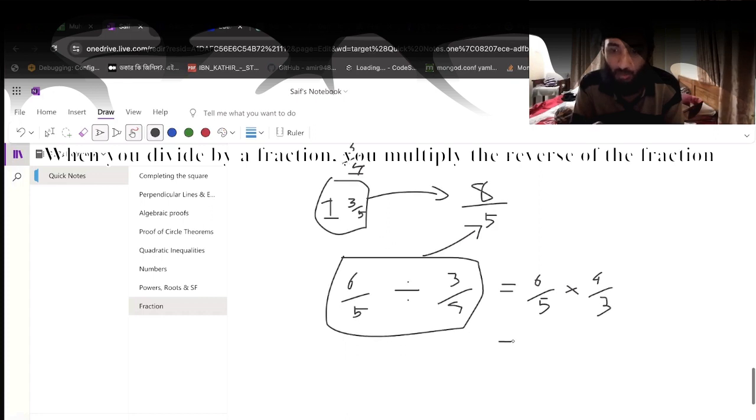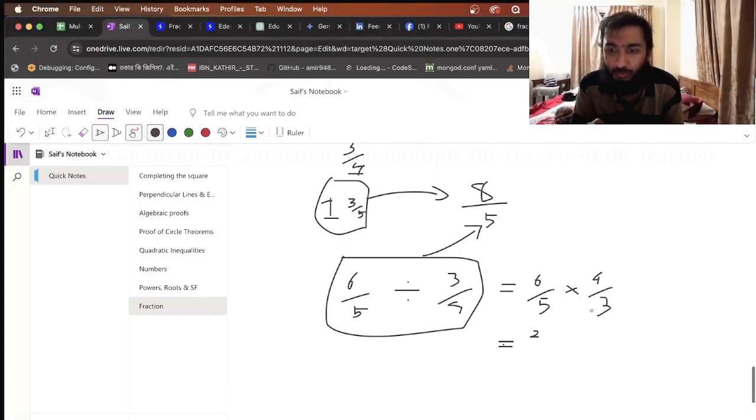So now we can see that 3 multiplied by 2 is 6. So we can divide 6 by 3, we get 2. So what do we get? 2 multiplied by 4, 8 by 5.